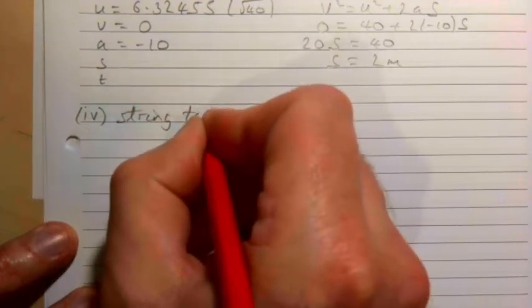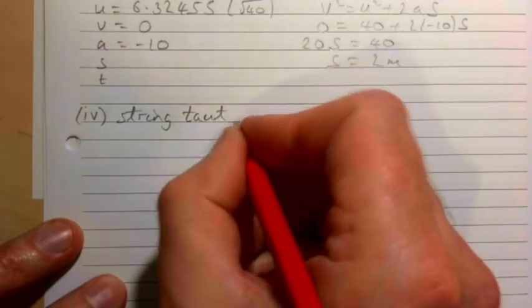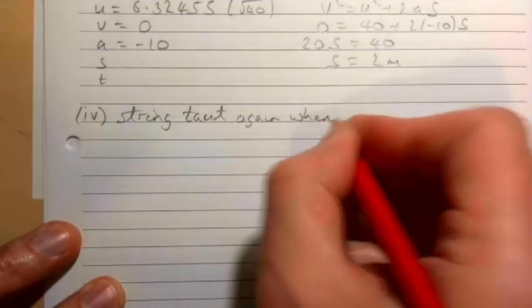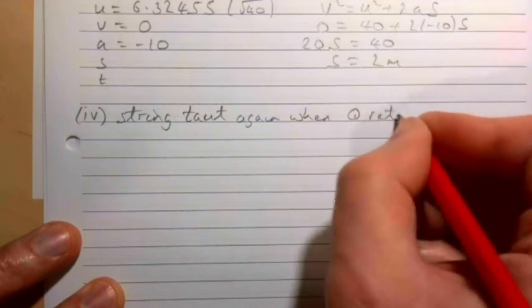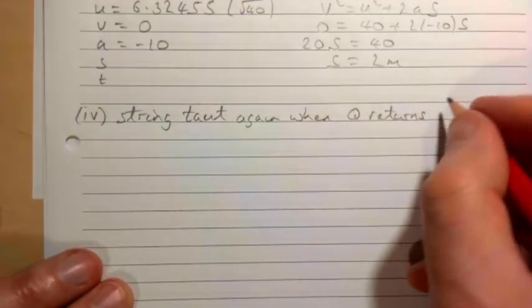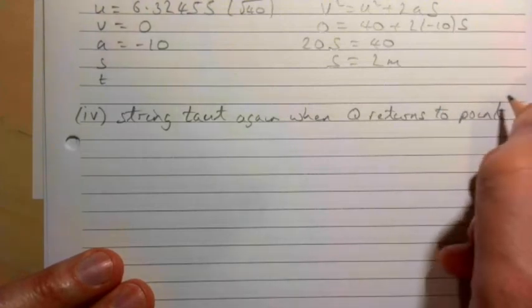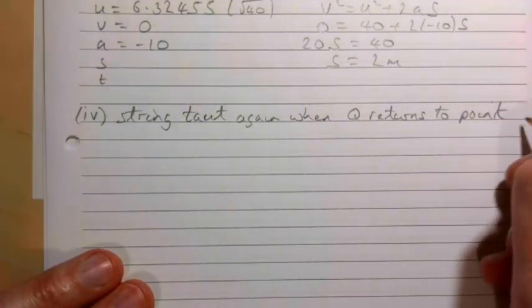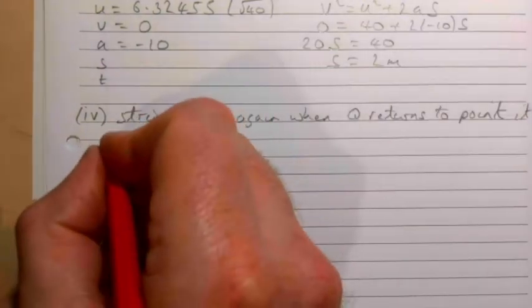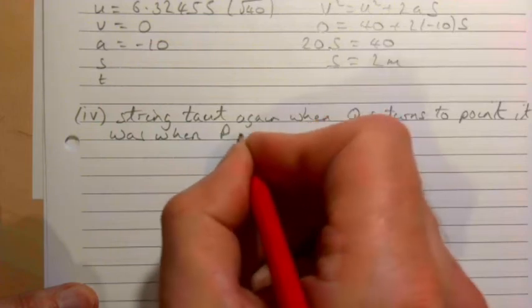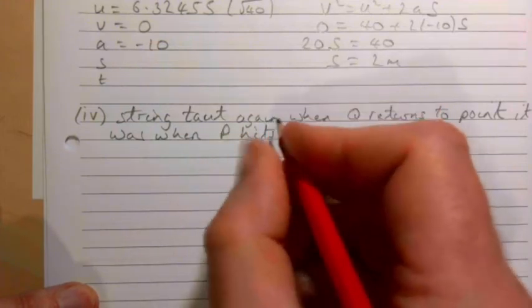String taut again when Q returns to the point it was when P hits ground.